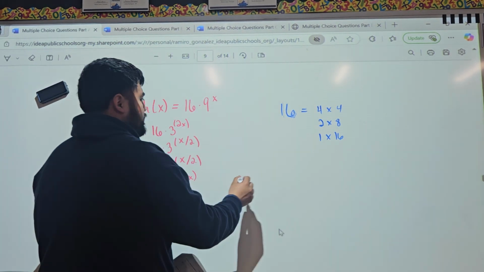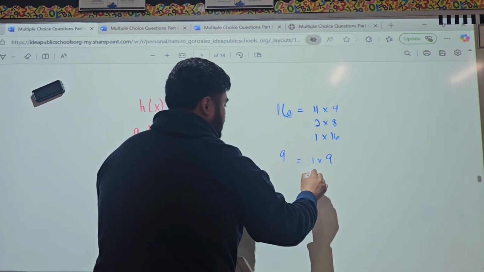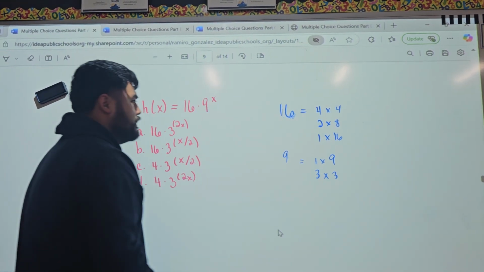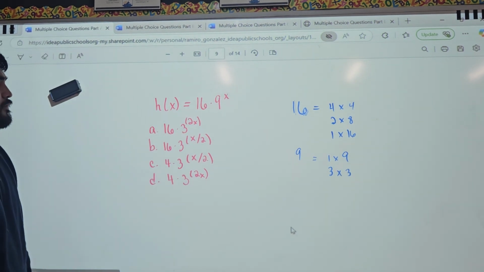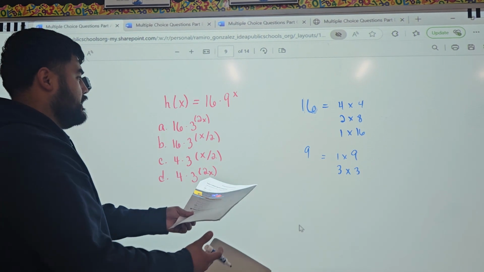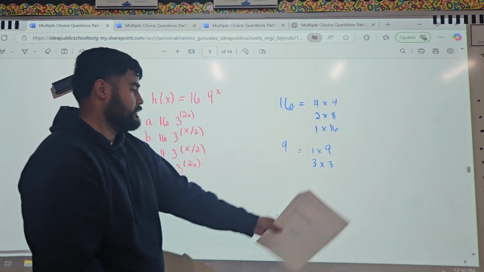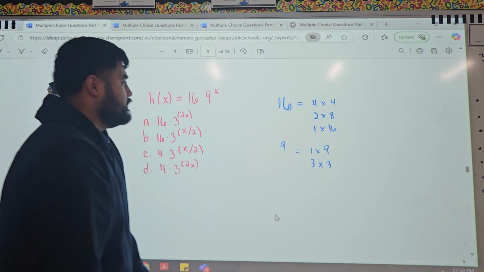So now, what about the 9? Well, for the 9, you have 1 times 9, and then you have 3 times 3. So, is there another way to format this? Is there another way to get the multiples to be the same? Because obviously there are no 3's over here with 16, and no 4's over here with the 9. So what else could I do?